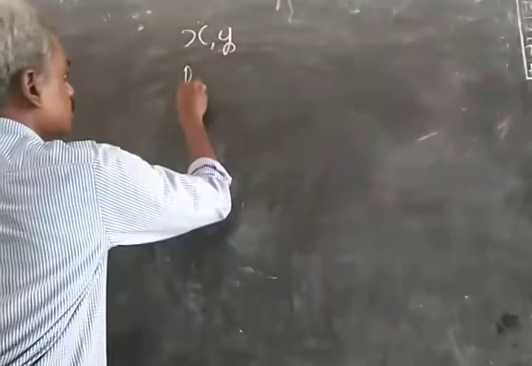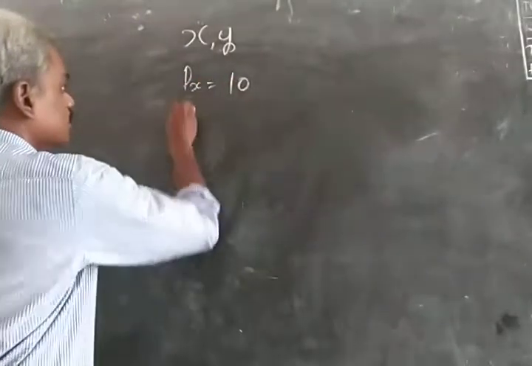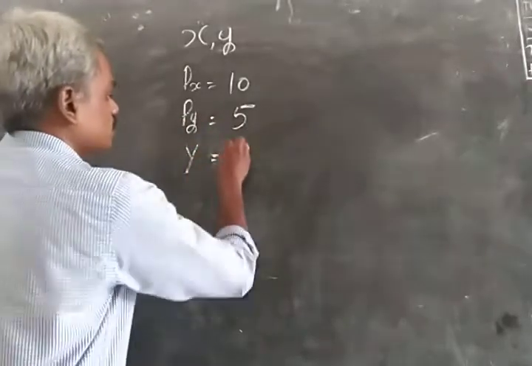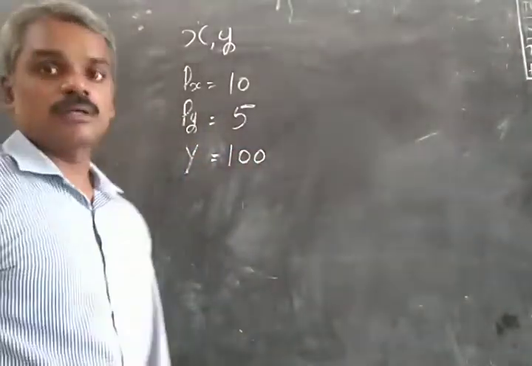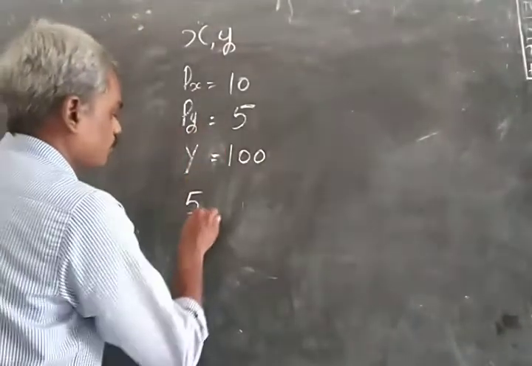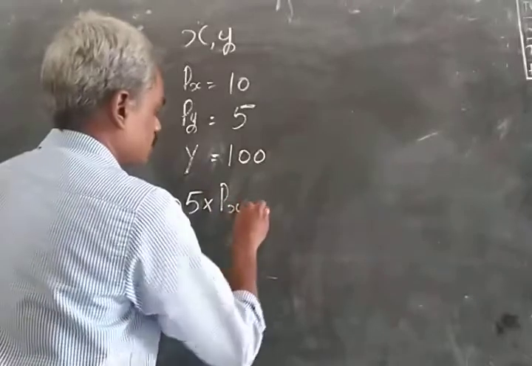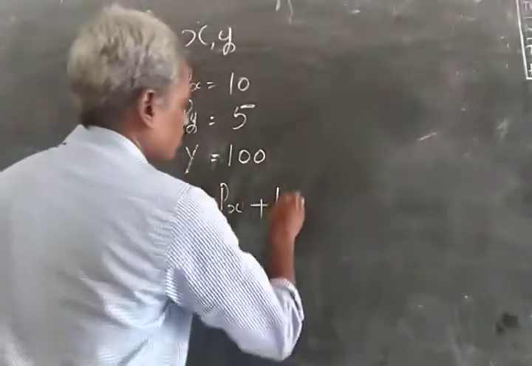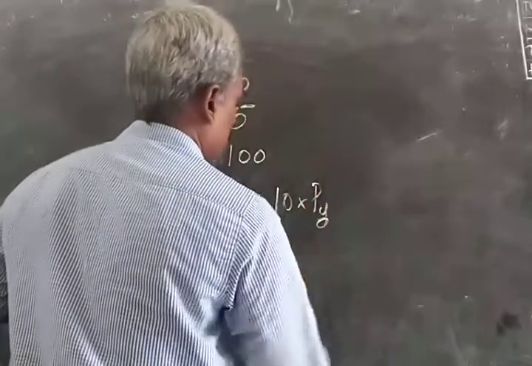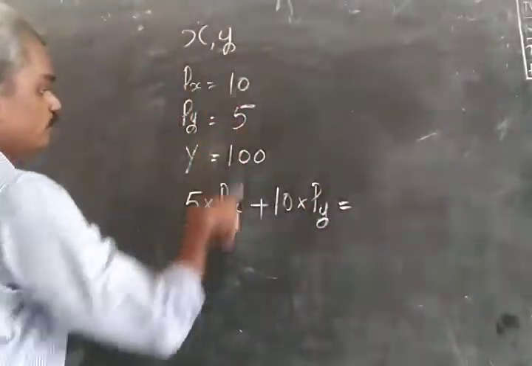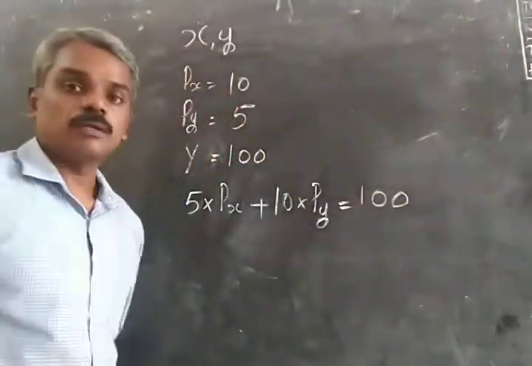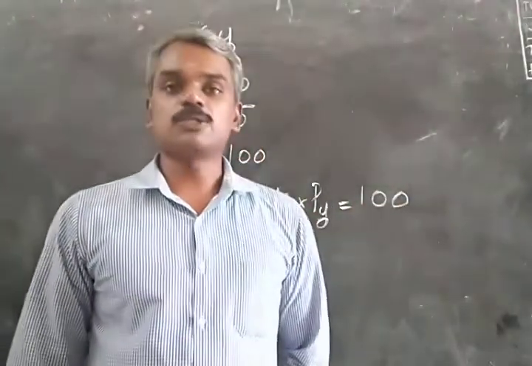Price of X is 10 rupees, price of Y is 5 rupees, and income of the consumer is 100 rupees. Now, suppose he is consuming 5 units of X and 10 units of Y. 5 into price of X, plus 10 into price of Y, will be equal to 5 into 10, 50, plus 10 into 5, 50, that will be equal to 100. Now suppose that price of X falls to 5 rupees.